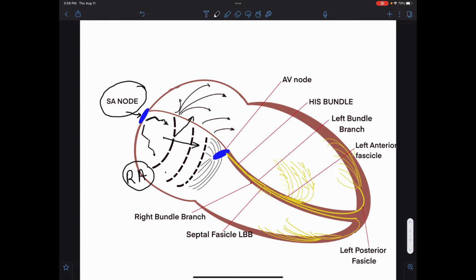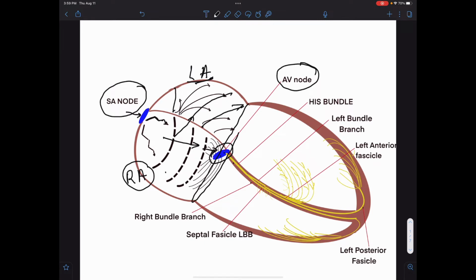Once it touches the left atrium, it spreads across the entire part, and in the lower part of the right atrium, there is a structure which is called the AV node. This is the node which has the electrical connection between the atrium and the ventricle. Otherwise, the entire annulus between the atria and the ventricle is impervious to electrical impulse.